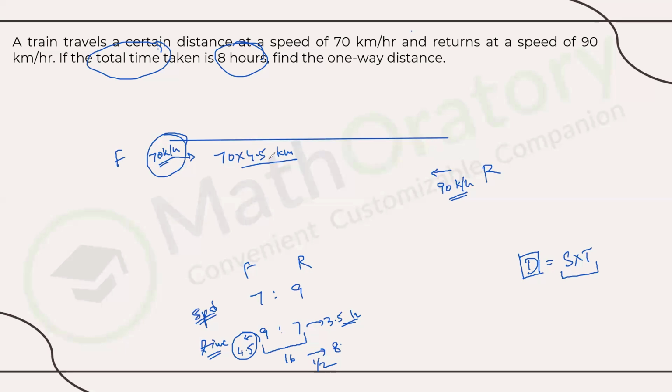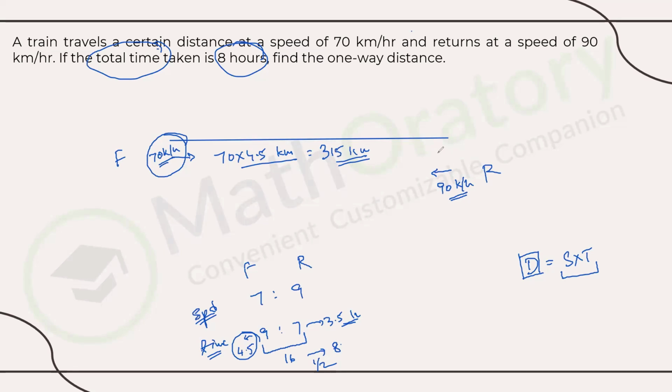So 70 into 4.5, a lot of ways to calculate this. You can calculate 7 into 45, or simply half this, double this, whichever is feasible for you, 35 into 9. So in either way, you get the answer as 315 kilometers. So that is the answer for this problem. So pretty simple one. Just use the basic proportionality understanding using the relationship distance equals speed into time, and you get the answer for this question.